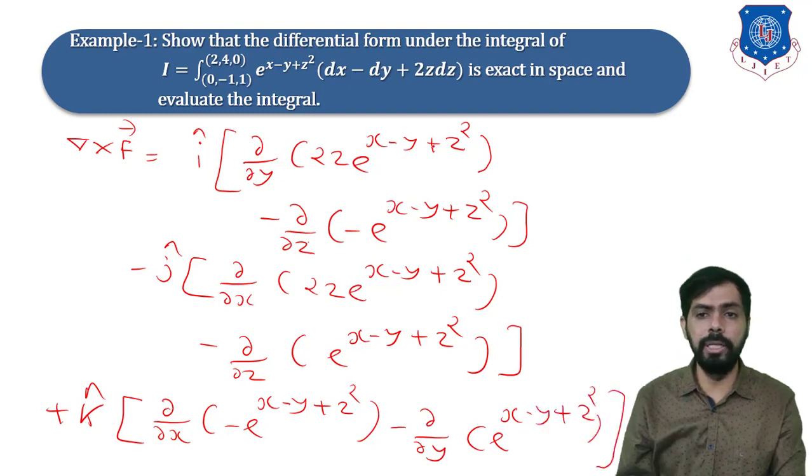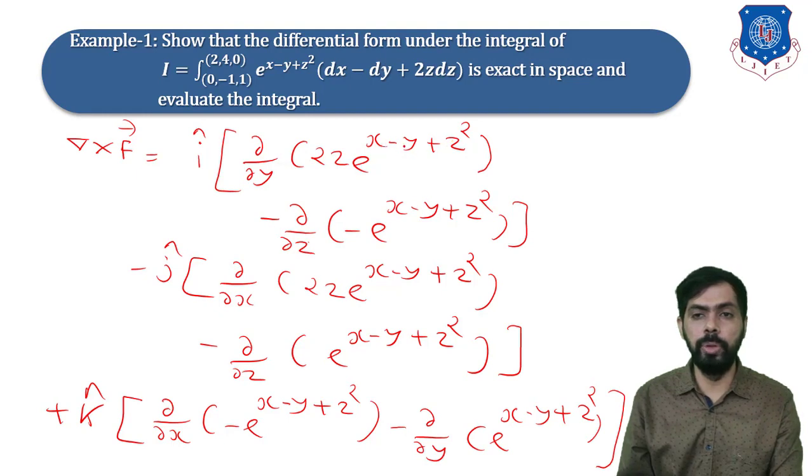Now if we take partial differentiation of this function with respect to y, then x and z are constants. So here 2z will be as it is, and the derivative of e raised to x minus y plus z square will be e raised to x minus y plus z square into the derivative of x, which is 0, the derivative of y, which is 1, and the derivative of z square, which is 0, so into minus 1. So overall the derivative of this function with respect to y will be minus 2z e raised to x minus y plus z square.